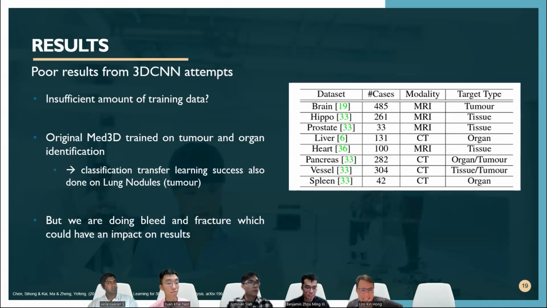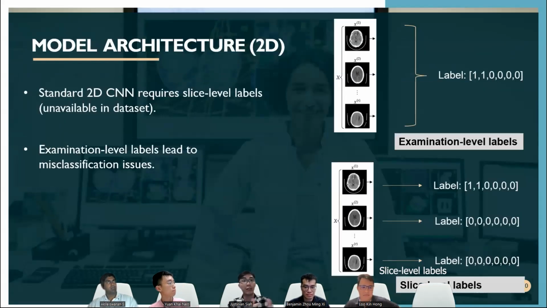How is it architecturally different from the 2D CNN model? Well, the 2D CNN model requires slice level labels where each axial slice of the CT scan needs to be labeled. But the dataset that we had only had examination level labels. This means that all the axial slices within the CT scan are labeled the same as the CT scan itself. To illustrate this, refer to the image in the slide.